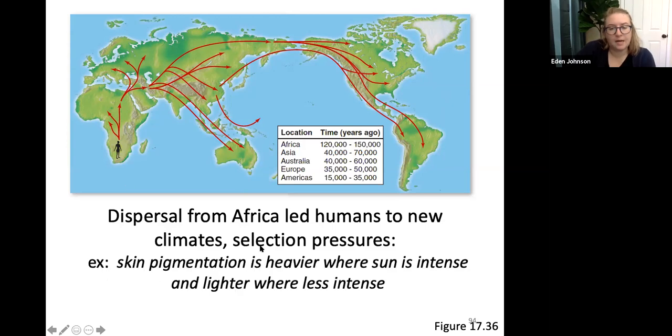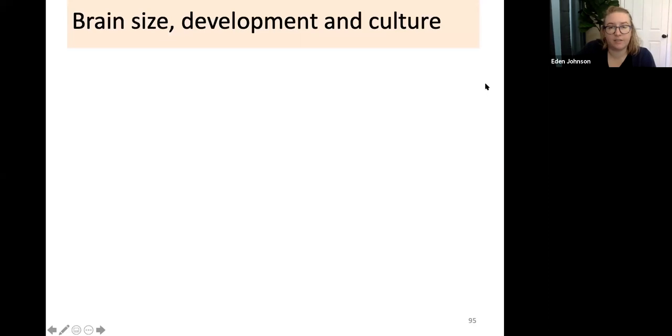All right, as these species of humans are moving into these different places and different environmental landscapes, you have different selective pressures. So skin pigmentation was heavier at places like the equator, where sun is intense, and the pigmentation was lighter where it was less intense. Because if you think about it, melanin is a metabolic cost to keep up in your body. And so if it wasn't going to provide any benefit to you, then you didn't need to make it. Brain size, development, and culture.